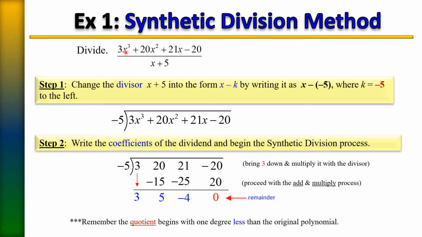So you're going to always write your answer as 1 degree less than the original polynomial. So when we go 1 degree less, we take 1 from that 3, take away 1 is going to give you 2. So we're going to write our answer starting with a degree of 2. The next term would be a degree of 1, and the last term will be your constant. So the answer is 3x squared plus 5x minus 4. That is your answer, and there you have it, the synthetic division method.